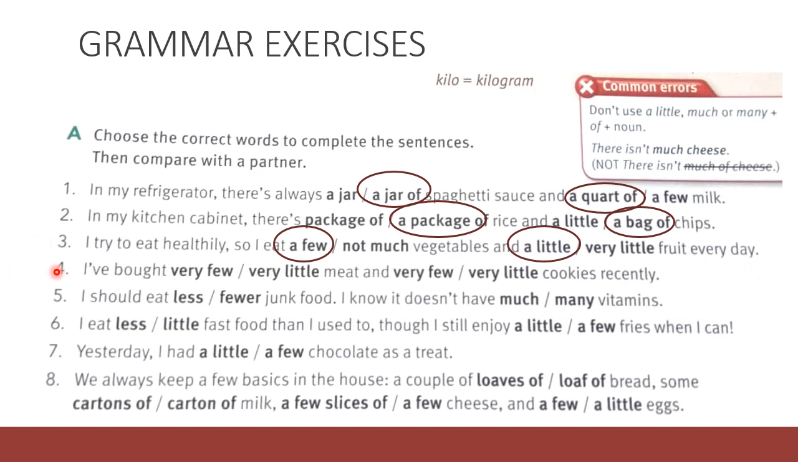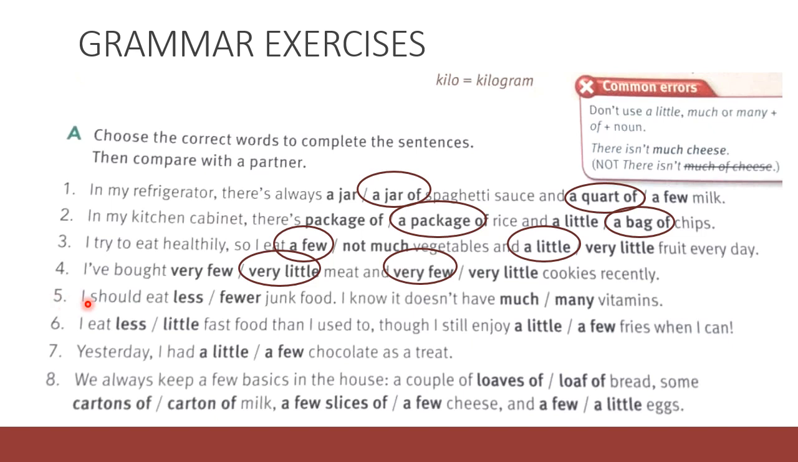Sentence number 4. I bought very few, very little meat. Okay, in this case is very little meat and very few or very little cookies. In this case, cookies is countable, so we need to use very few cookies recently. So sentence number 4 is I bought very little meat and very few cookies recently.